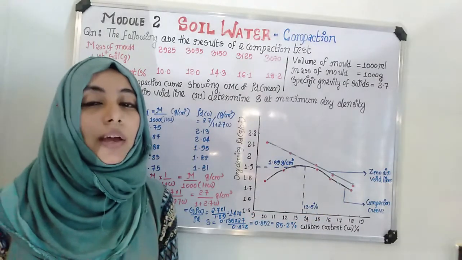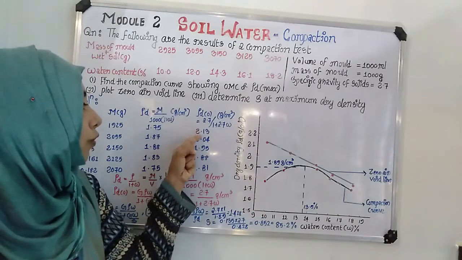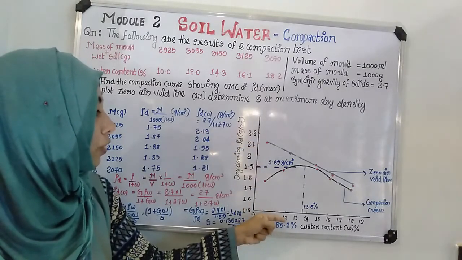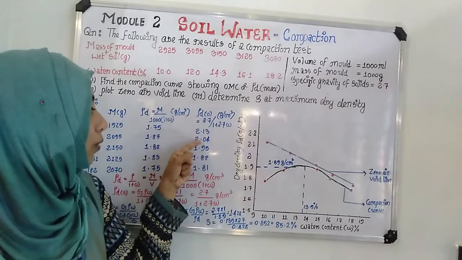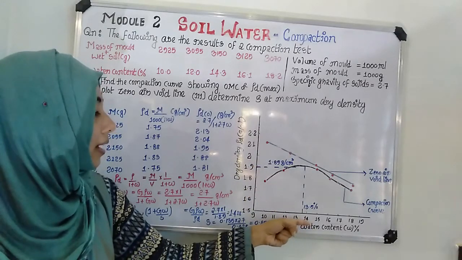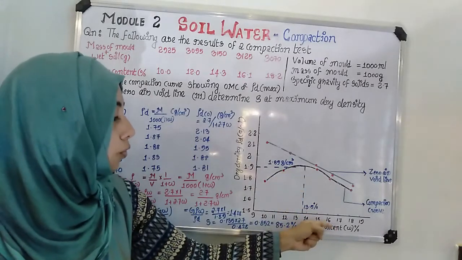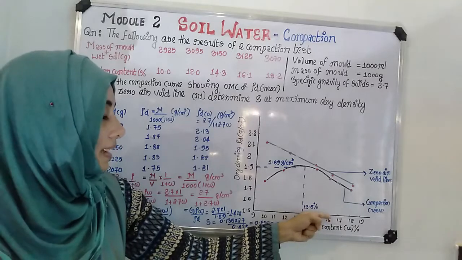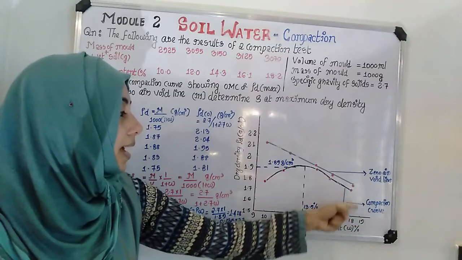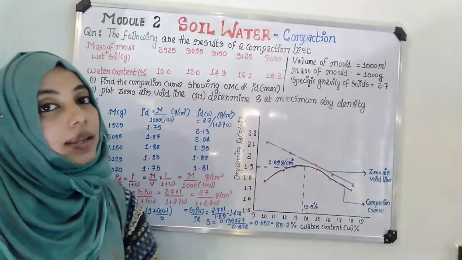Next is the zero air void line. Here, for 10% water content, we obtained a value of 2.13, so I have marked this point. For 12% water content, we obtained a value of 2.04, and the corresponding point is this. For water content equal to 14.3%, I have marked this point. For water content equal to 16.1%, I have marked this point. And for water content 18.2%, I have this point. By combining these points, we obtain the zero air void line.